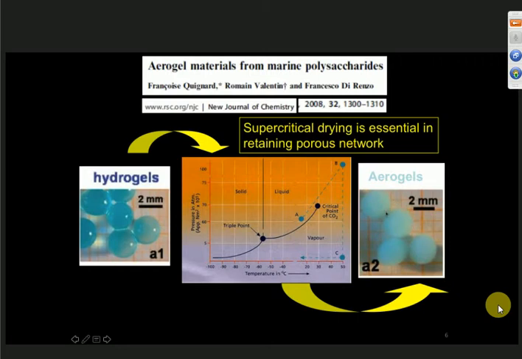These are high surface area materials, and supercritical drying is really important for retaining the porous network in this material. If you do regular vacuum drying or ambient drying, then you lose all the porous network in these materials.